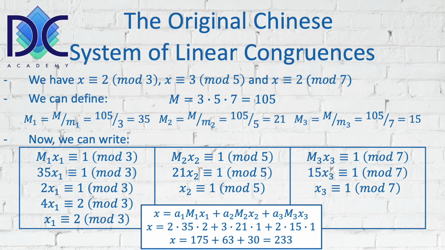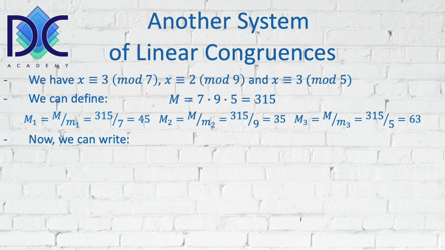Based on these elements, I can write that x is that linear combination. So we have x is 2 times 35 times 2, plus 3 times 21 times 1, plus 2 times 15 times 1. And when we add those elements together, when we complete the calculation, we find that x is equal to 233. So basically we can say here that we have a congruence between 233, which is congruent with 23 modulus 105. So our solution is 233.